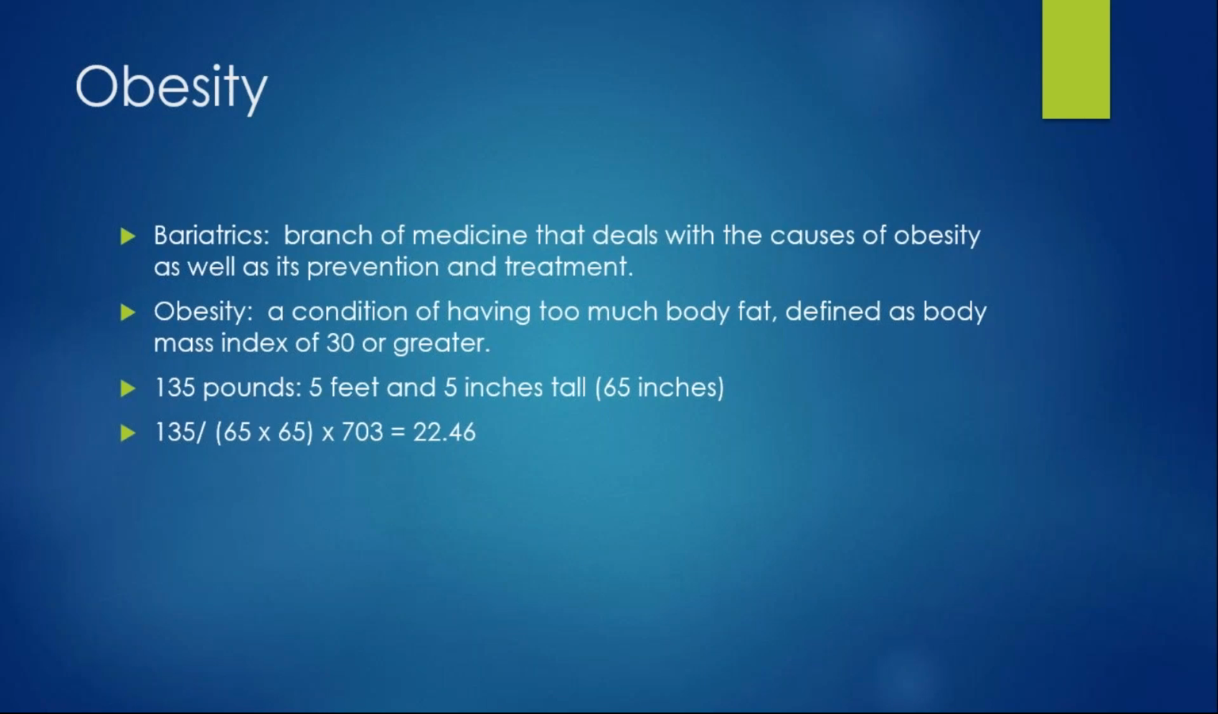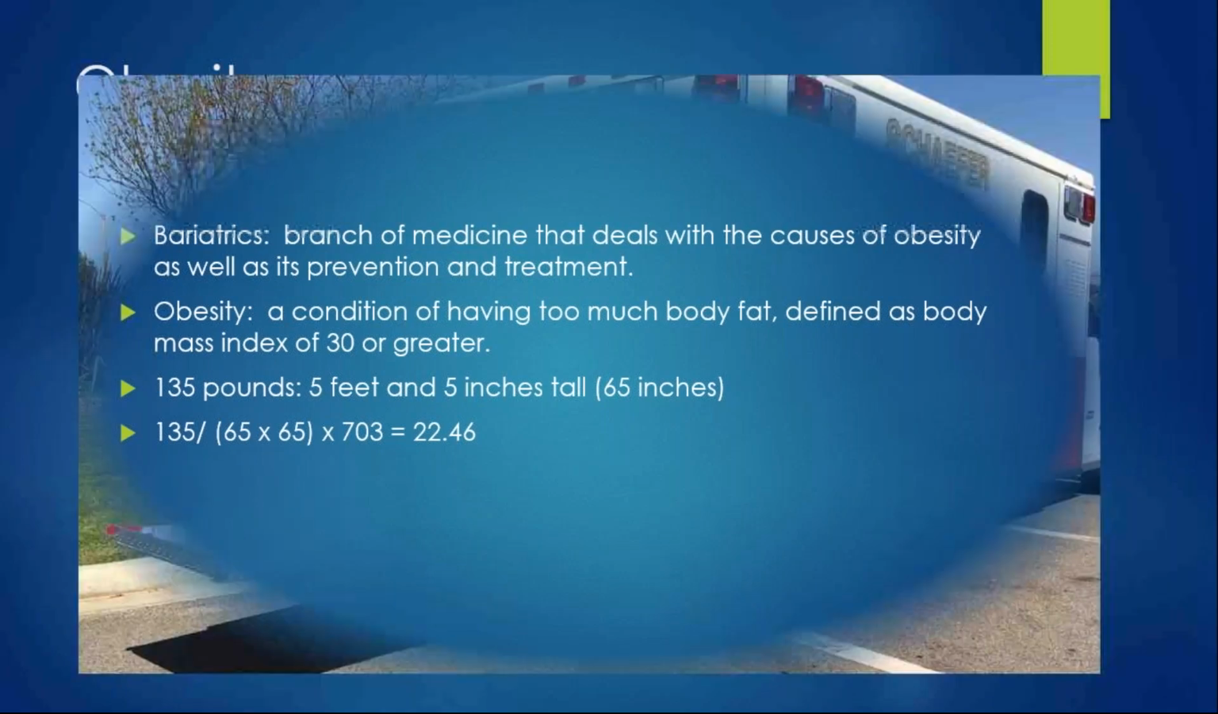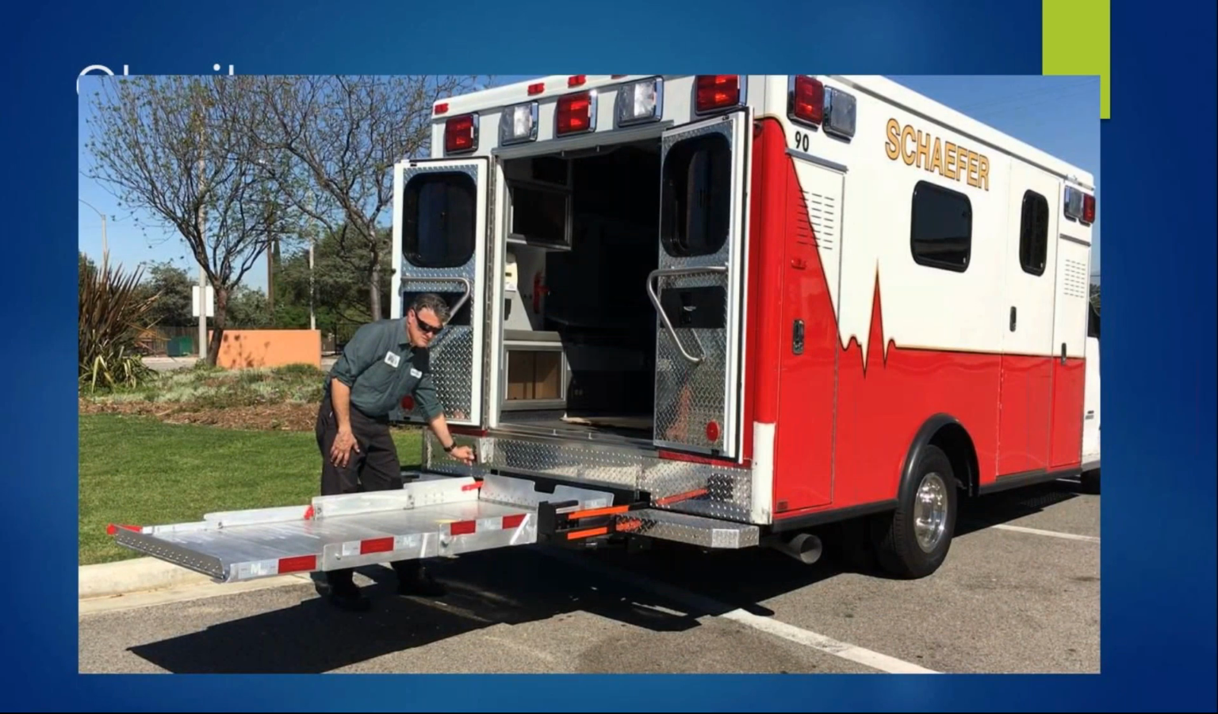So looking at that, that's relatively high on the BMI chart. And when we think of individuals who are 135 pounds at 5'5", we would probably consider them to be relatively small. So the big challenges when we are dealing with individuals who are obese is trying to figure out a proper plan in getting them from whatever position they are currently in to the stretcher and then into the ambulance.